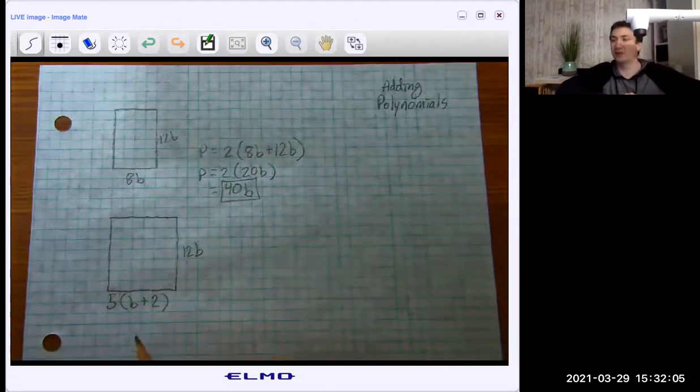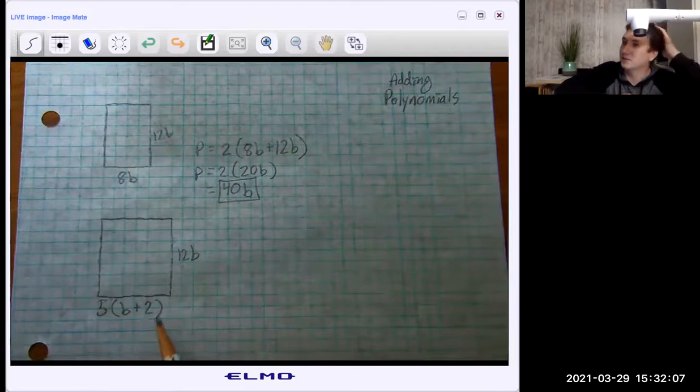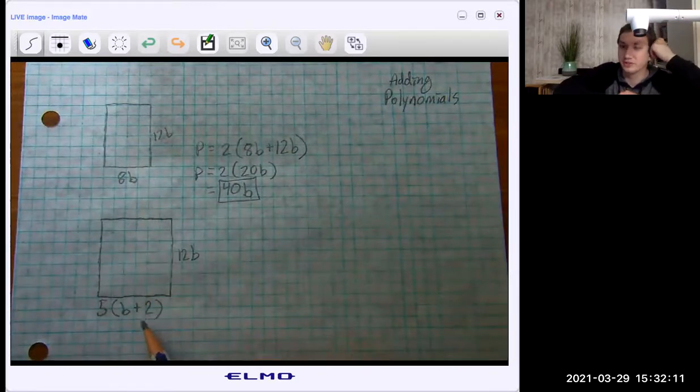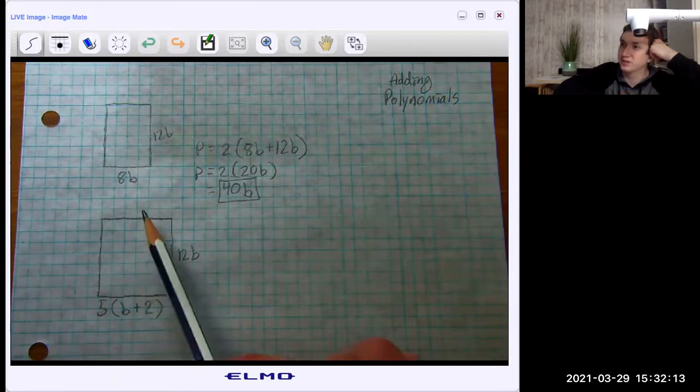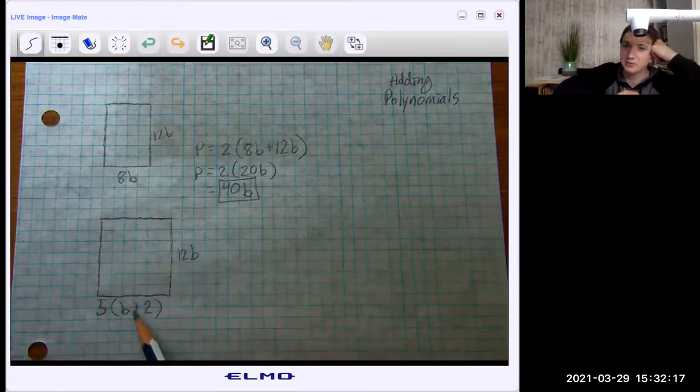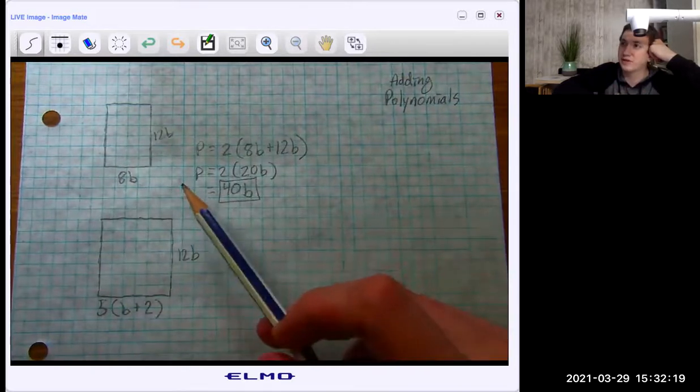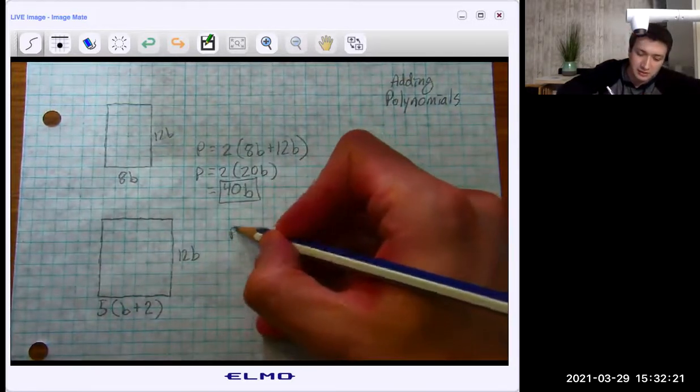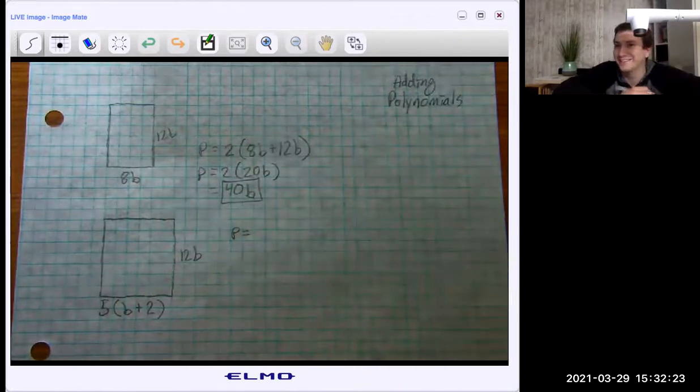And we talked about what this could represent. It's the same b it was before. It's just now it's 2 larger than whatever it was before. So if this was, I don't know, 6 feet, then this might be 8 feet. So we're just adding 2 to whatever was there before. Now the question is, can we find the perimeter of this shape? Sure you can. It's kind of the same thing we did before, just with different numbers.